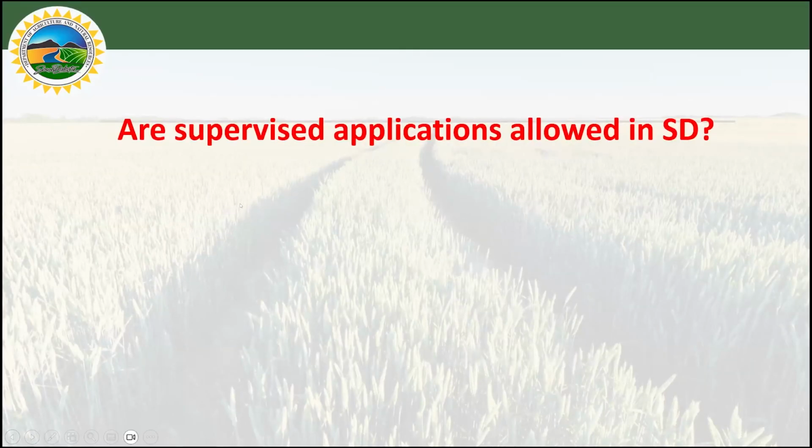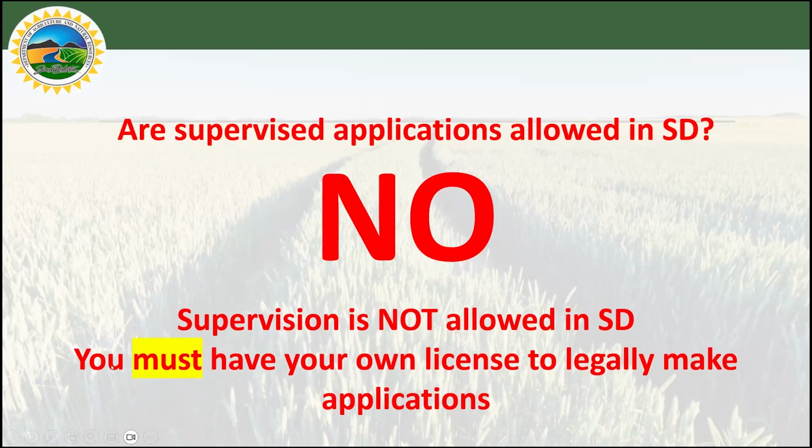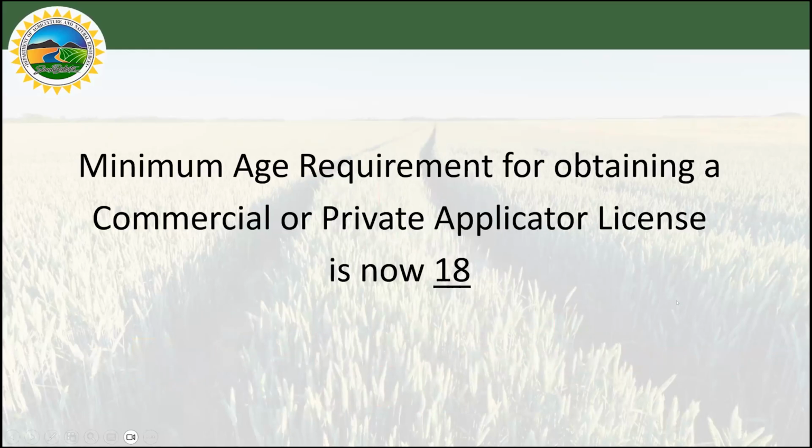The question for everyone today: are supervised applications allowed in South Dakota? And that is a no. Supervision is not allowed. You must have your own license when applying pesticides in South Dakota. And then another update, a minimum age requirement for obtaining a commercial or private applicator license is now 18 years of age or older.